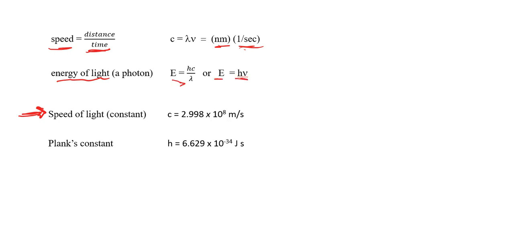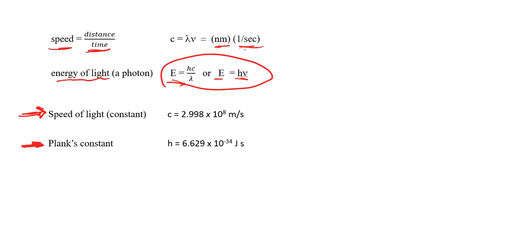So E equals hc over lambda, or E equals h nu. Okay? The h is Planck's constant, another number that you would just memorize, 6.629 times 10 to the negative 34th joules per second. Okay, so basically we can calculate the energy of a photon based upon its wavelength or its frequency.